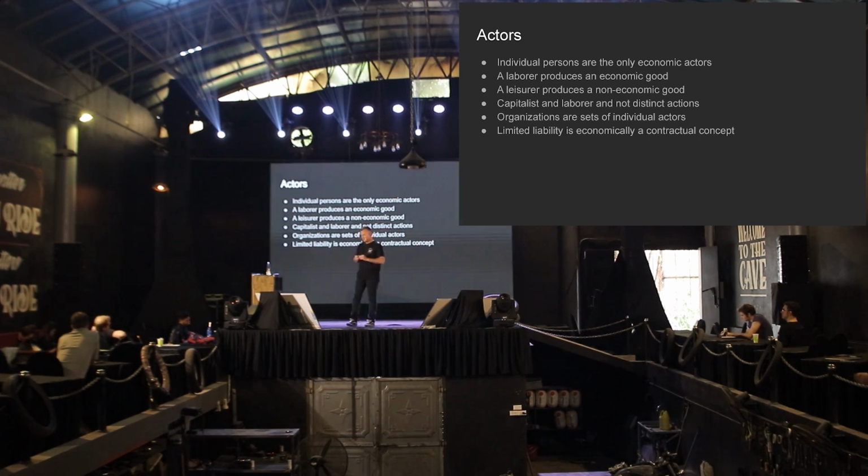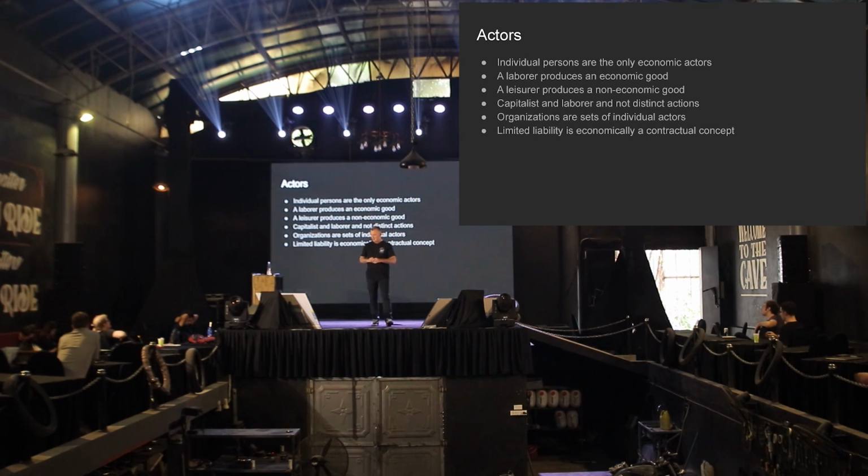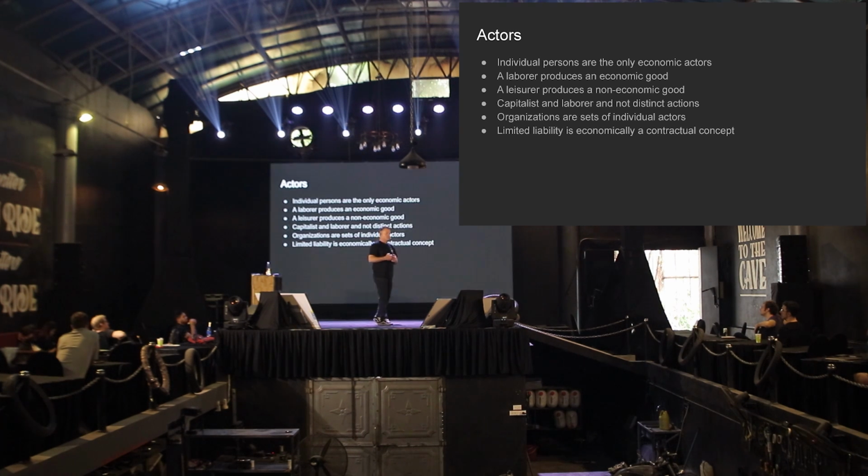A leisurer, right? So if you think of a laborer as this producer, common terminology, they're using their soul, right? However they're going to direct themselves to produce something. But when they're not, what are they doing? They're doing something else, right? They're not producing something. They're not producing an economic good. So I consider that they're producing non-economic goods. That's what economists call leisure.